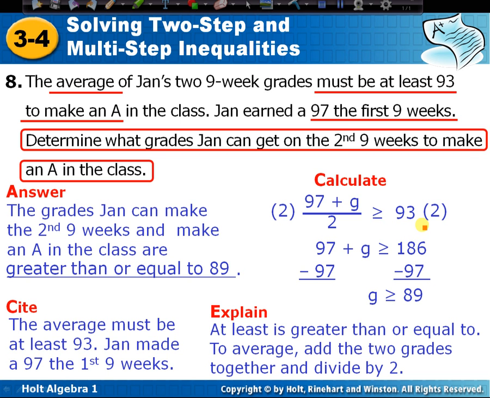Again, your explain might have been a little bit different than this. You could have also gone through and told what you did in your calculate. You could have said multiply by 2 and then subtract the 97. But again, you need to make sure that you have the answer, cite, calculate, and the explain part written for this one.